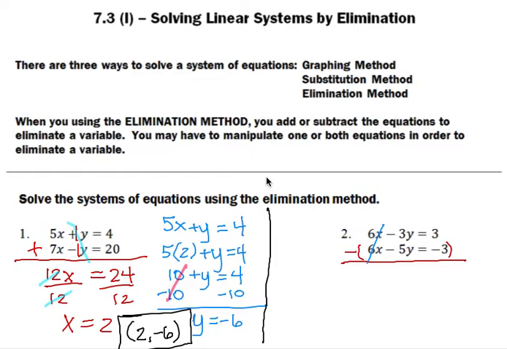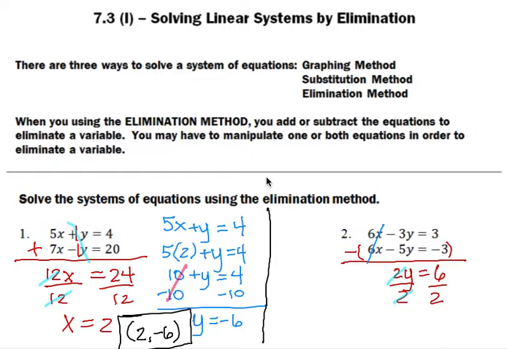When I have negative 3 minus a negative 5, minus a negative is going to become plus. So I have 2y is equal to, and then I have 3 minus a negative 3. So again, minus a negative becomes plus. 3 plus 3 is 6. So we have this equation here that we can solve by dividing both sides by 2. And when we do that, we find out that y is equal to 3.